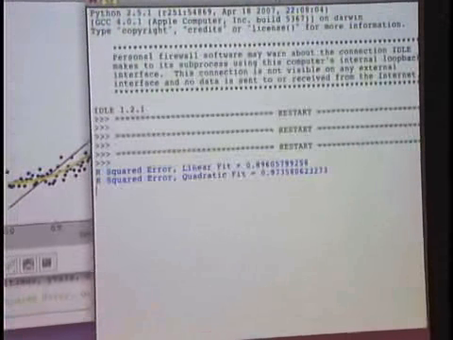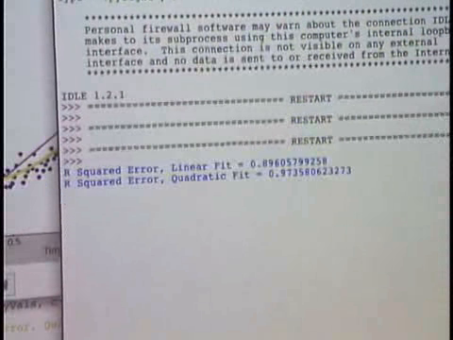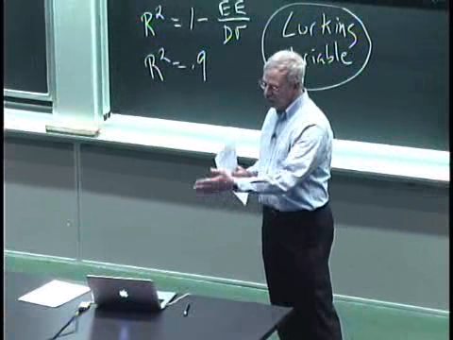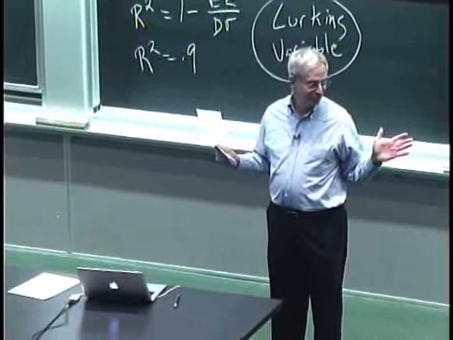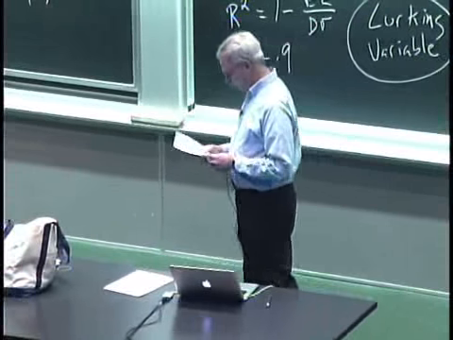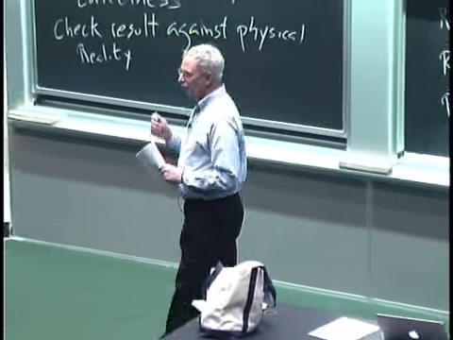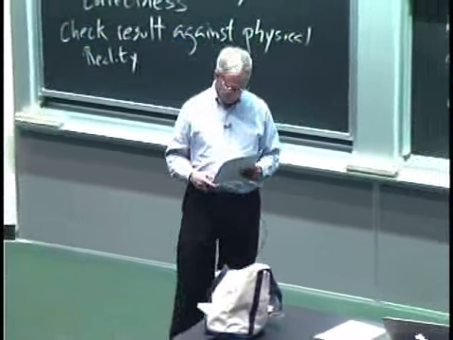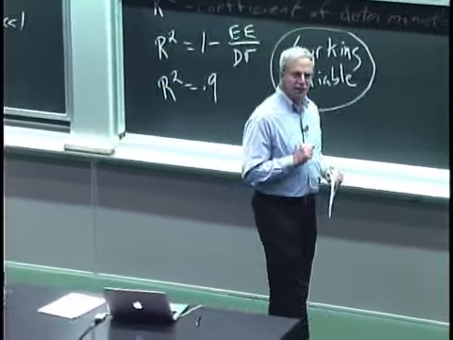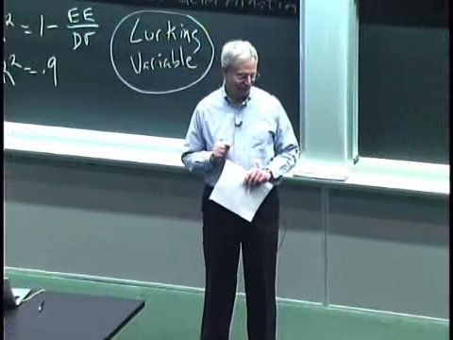So not only does our eye tell us we have a better fit, our more formal statistical measure tells us we have a better fit, and it tells us how good it is. It's not a perfect fit, but it's a pretty good fit for sure. Now, interestingly enough, it isn't surprising that the quadratic fit is better than the linear fit.